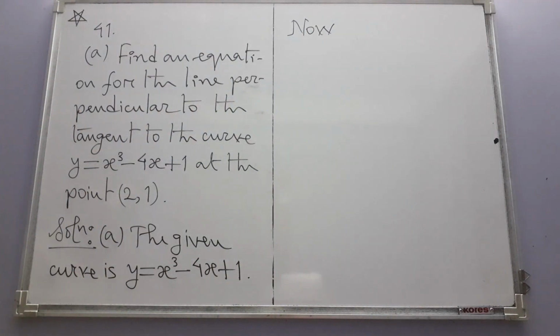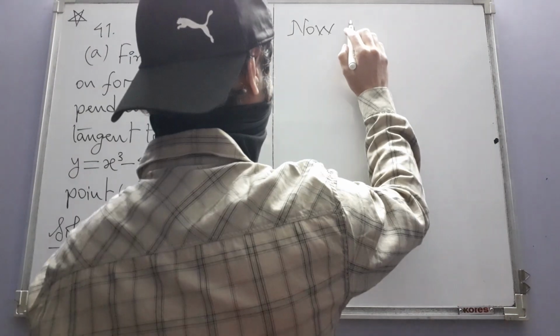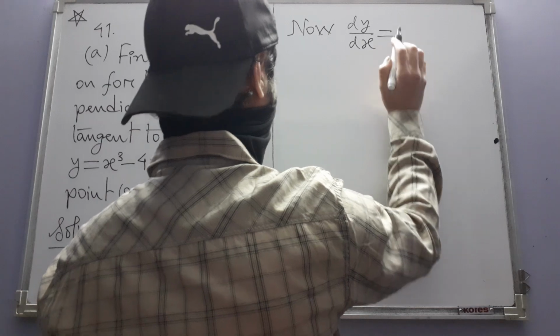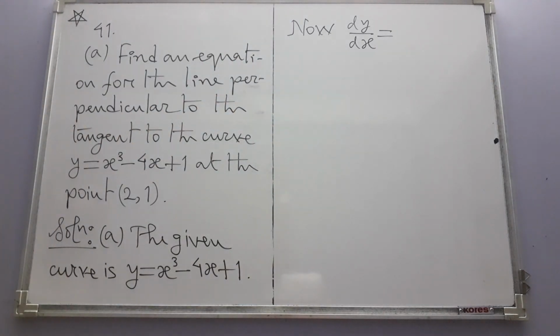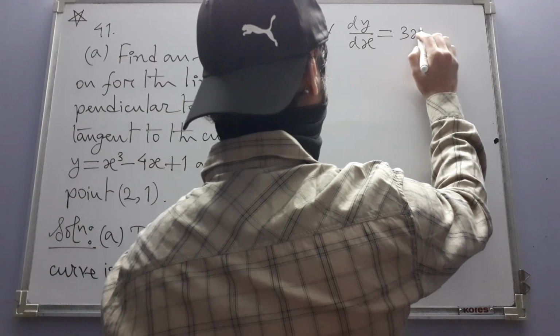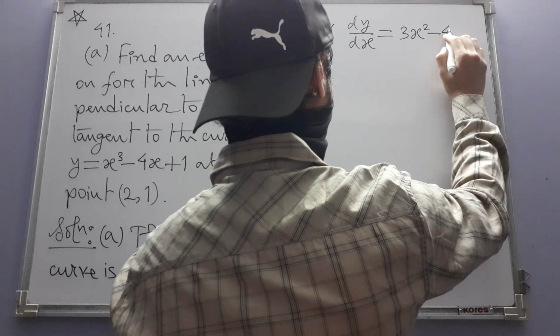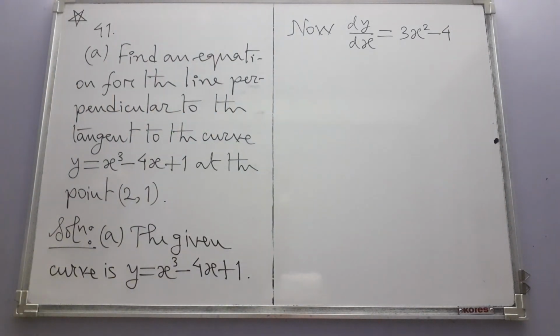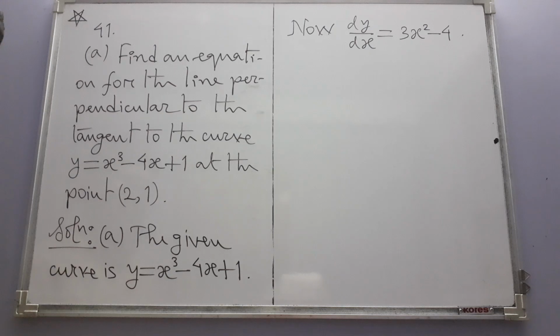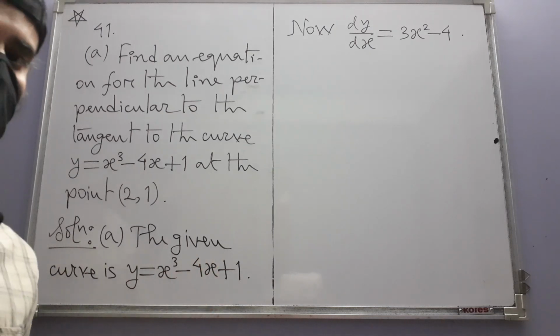Now we differentiate this. By using the power rule, constant multiple rule, everything, what are we going to get? x cubed will give us 3x squared, and minus 4x will give us minus 4, and plus 1 of course will give us just 0. So this is the slope of the tangent to this curve at the point (x, y).